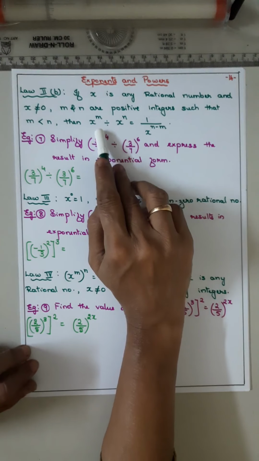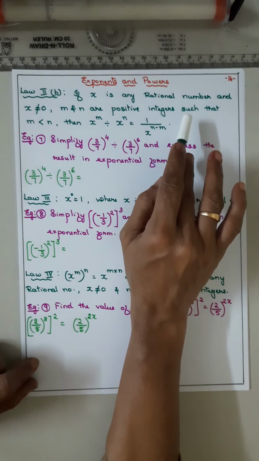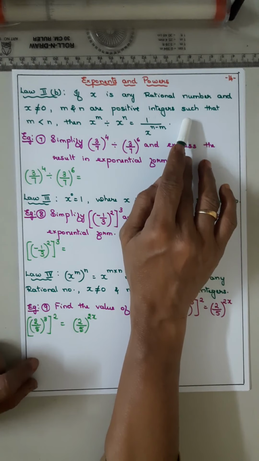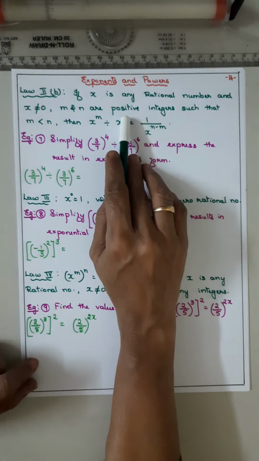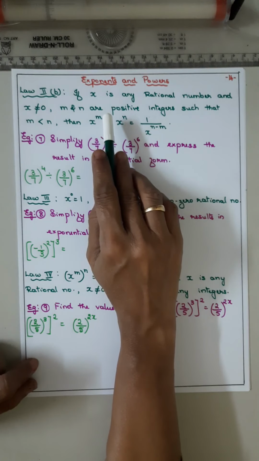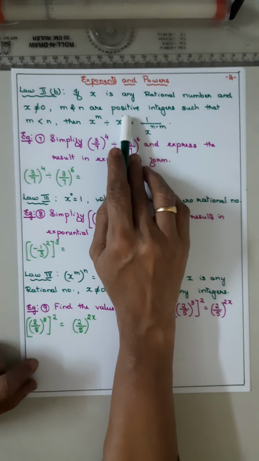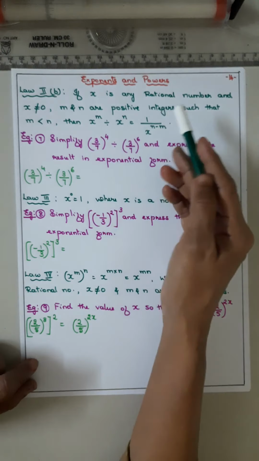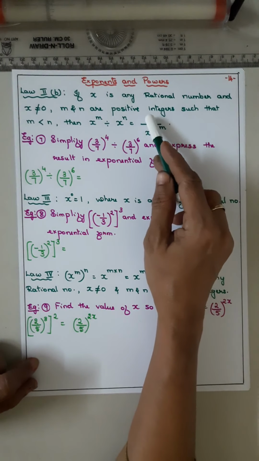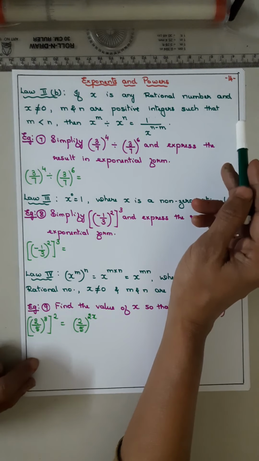See, x is the base. It is any rational number, but it should not be equal to 0. Usually, if m is greater than n, as in the second law, it was m minus n. But now m is less than n, so it has to be the reciprocal: 1 upon x to the power n minus m.